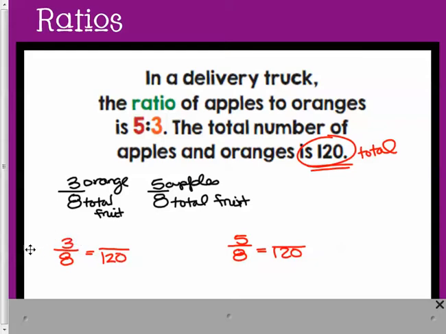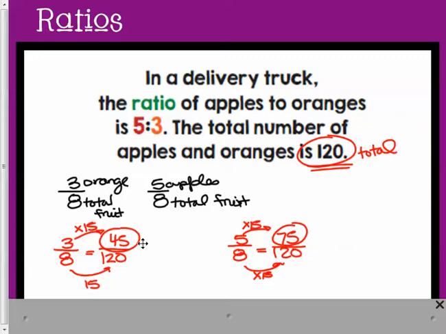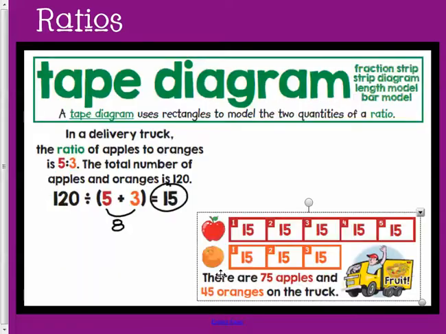Okay, so we have 3 oranges and 8 total pieces of fruit. So how do I get from 8 to 120? Again, divide, and we know it's a multiplication of 15, just like in the last part. 15 times 3 equals 45. Again, this one is being multiplied by 15, and 5 times 15 gives me 75, which is the same answer, and again, we have to label it, but it gives us the same answer as before, with the 75 and the 45.